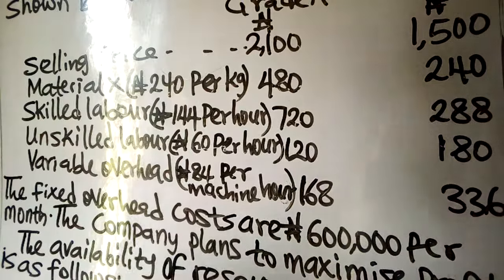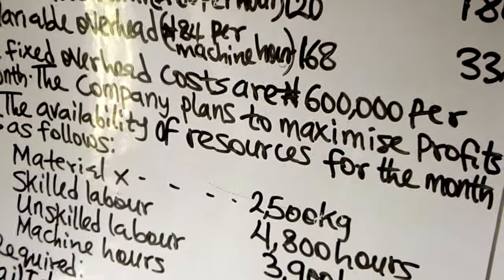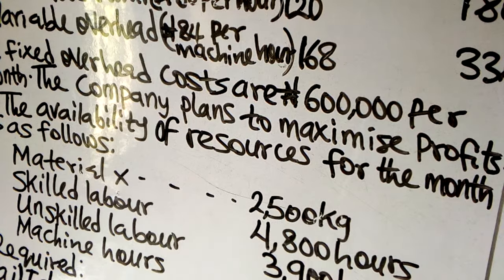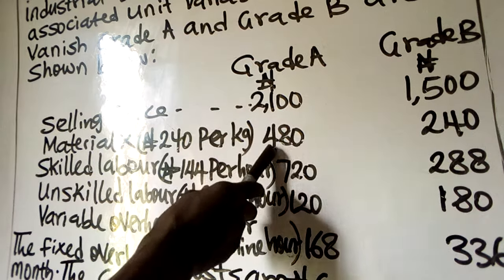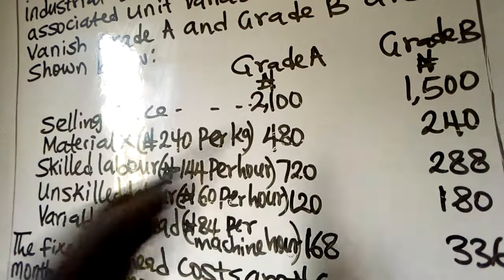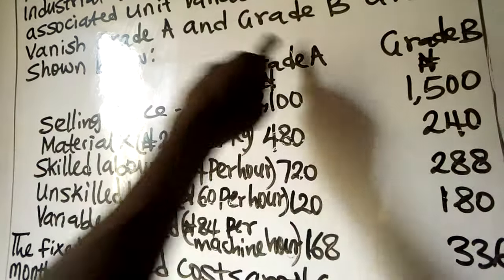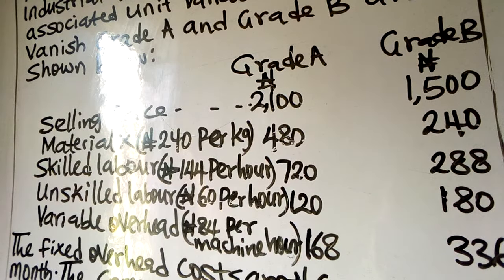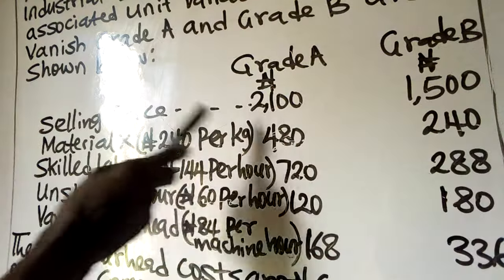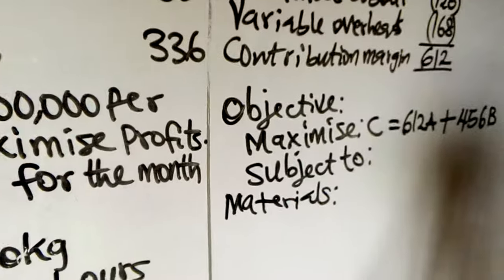So since material X here is given in kg, you have to convert your cost to kg as well, so that they will correlate. So to convert, how many kg will be required here for grade A? So you have 480 divided by 240, and that will give us 2 kg. And for grade B, 240 divided by 240 will give us 1 kg. Now let's have our constraint.